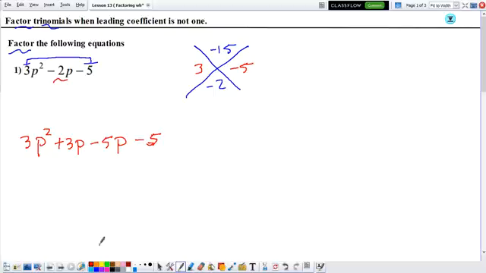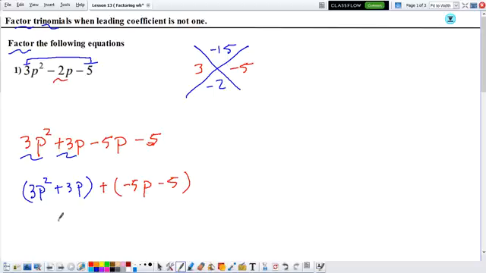So again, how do we factor by grouping? I'm going to look at the first 2 terms and make it a group, and then look at the second 2 terms. Let me actually rewrite in different colors, just like I did in the previous video. So I'm going to look at the first group, 3p squared, 3p, and put them in one group, plus the second group, -5p, minus 5.